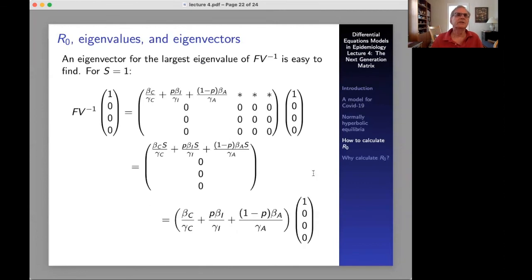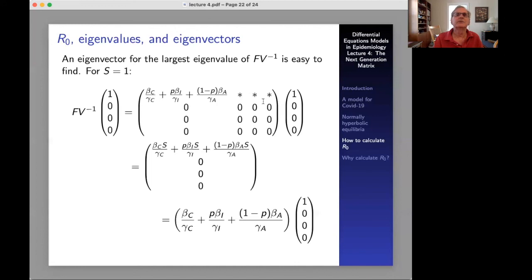Let's pause for a minute to see how R naught is related to eigenvalues and eigenvectors. So we're going to figure out the eigenvector for the largest eigenvalue of FV inverse. So we set S equal to 1, and actually the eigenvector is just 1, 0, 0, 0 for that eigenvalue. But let's just check by multiplying it out. FV inverse times 1, 0, 0, 0. So that's our matrix FV inverse times 1, 0, 0, 0.